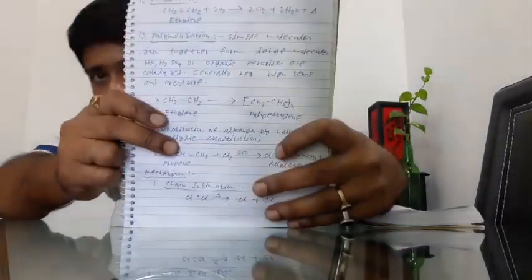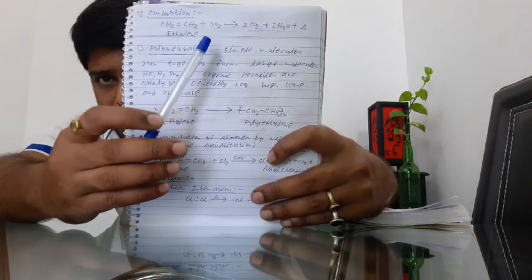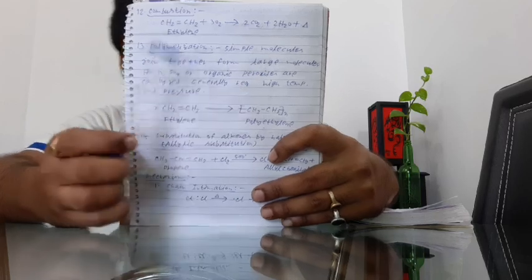Next we will study combustion. Combustion means when alkenes react with air directly. Air means oxygen directly, then it is converted to water, carbon dioxide and some heat also. Here I have given the example of ethylene. When ethylene reacts with air, that means oxygen directly, it forms water, carbon dioxide and heat. Clear? Next is polymerization.